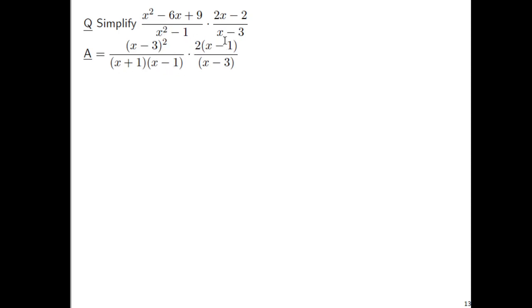In the second fraction, let's see, you can factor out of 2x minus 2, both terms have a 2, so you can factor out a 2 and have 2 times quantity x minus 1. The denominator, well, that's just x minus 3. Nothing's going to factor there.